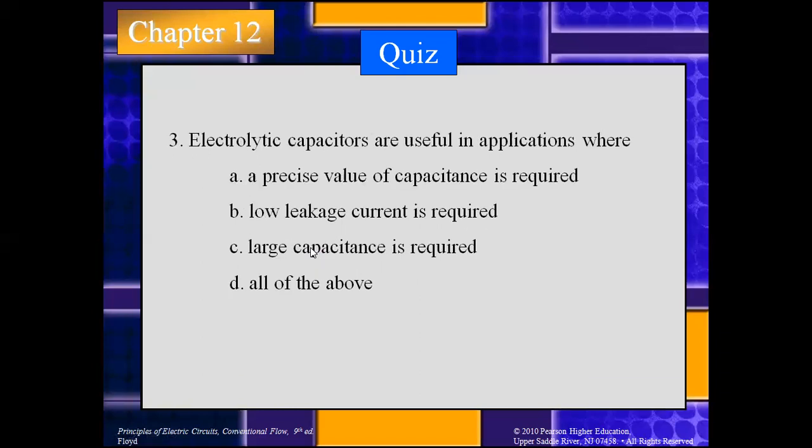Next question: electrolytic capacitors are useful in applications where, first option, a precise value of capacitance is required. Second option, low leakage current is required. Third option, large capacitance is required. And the last one, all of the above. So electrolytic capacitors are useful in applications where large capacitance is required, and hence option C, large capacitance is required, is correct.